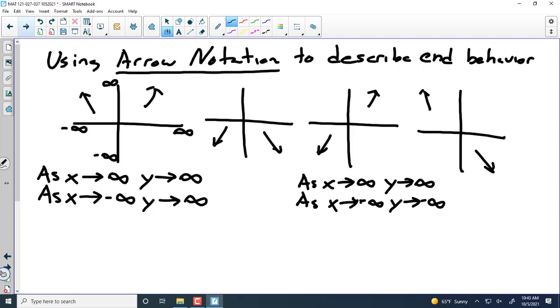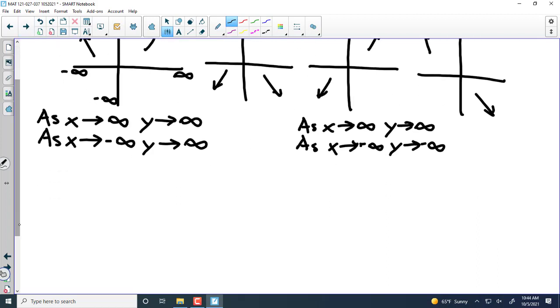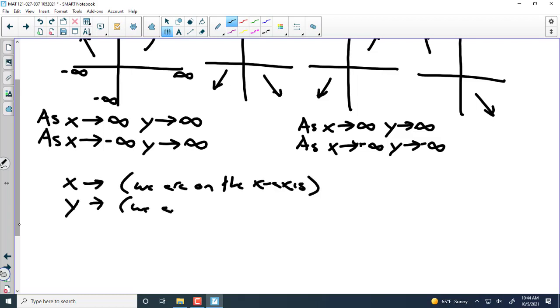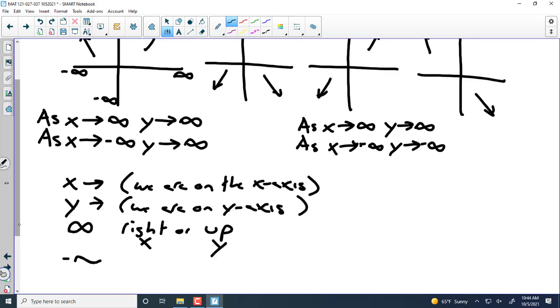And if you're thinking about what we're doing, the x is just telling us what axis we're looking at, and then infinity or negative infinity is telling us what direction we're going, up or down. So if you're talking about x approaching, we are on the x-axis, and if you're talking about y approaching, we are on the y-axis. If you're talking about infinity, you're either talking about right or up, right for x values, up for y values. If you're talking about negative infinity, you're talking about left for x values or down for y values.